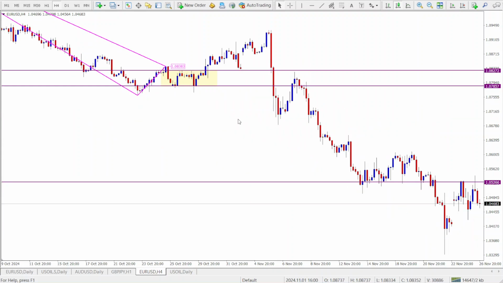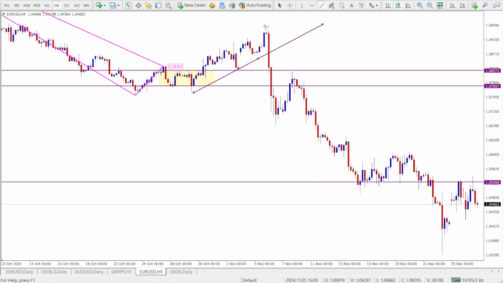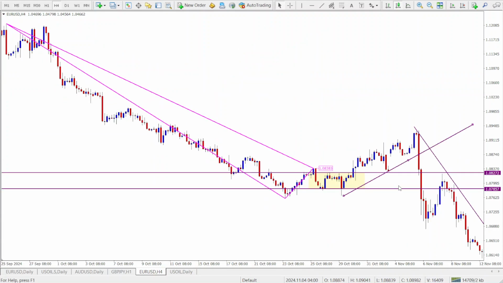And in this case, we actually had a breakout in the upward direction. And then finally, we had another breakout in the downward direction. As you can see, this trend line showed that there was dynamic support and we had a breakout in the downward direction. And then the downward pressure actually prevailed eventually.